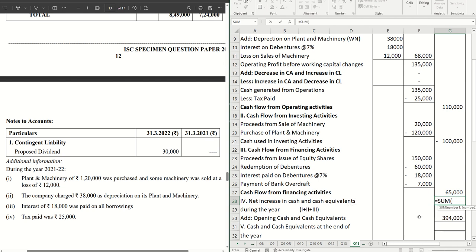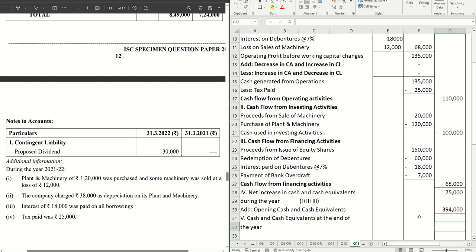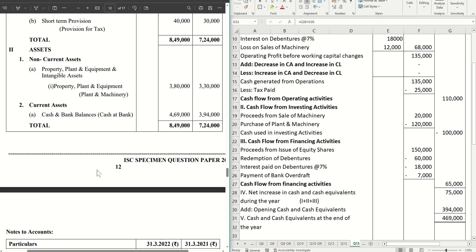Let's do the entire sum of all these three activities. We get 75,000 as the total cash generated, increase in cash and cash equivalents during the year from all the three activities. And let's add them up to find out the final closing cash and cash equivalents, 4,69,000, which is tallying with the one given in the question, the closing balance. That means everything is in place and your answer is matching.